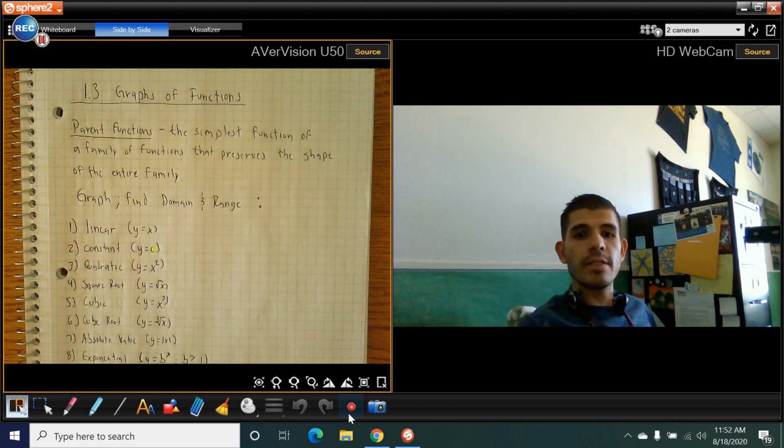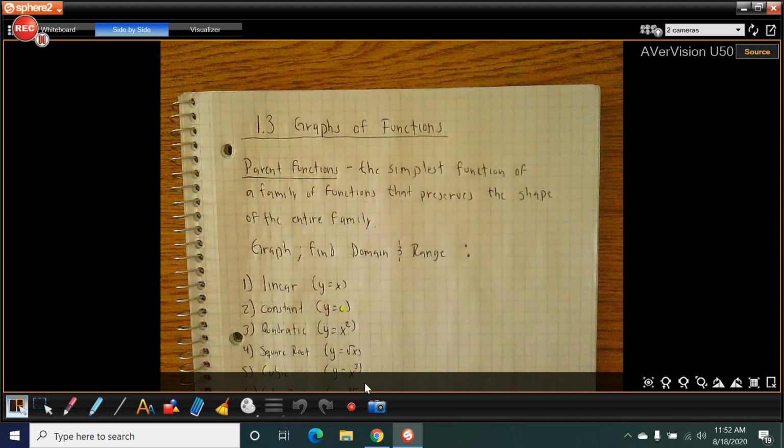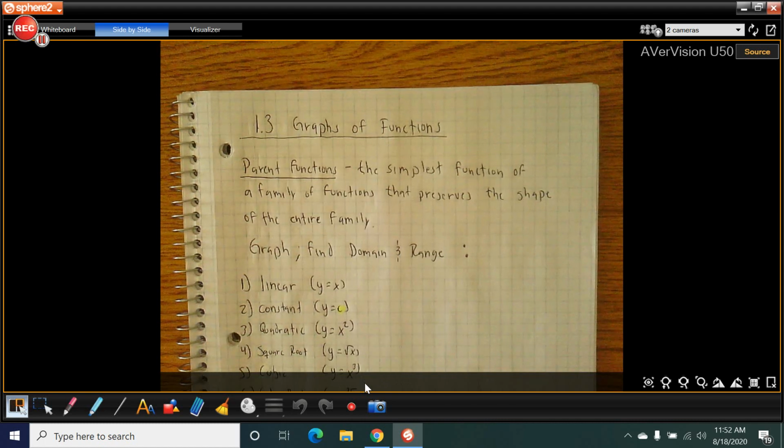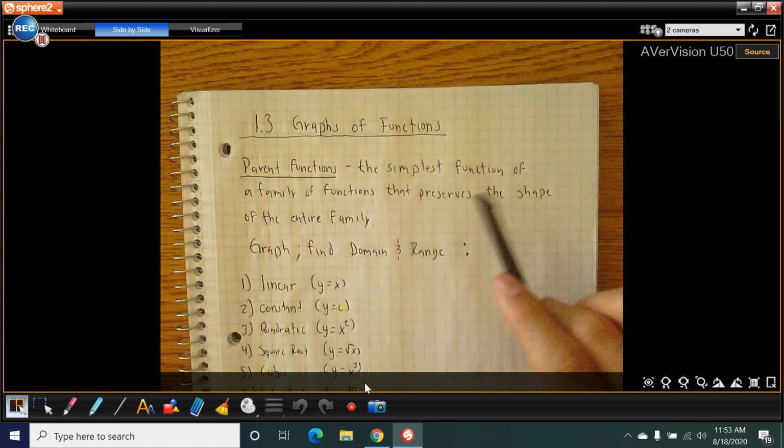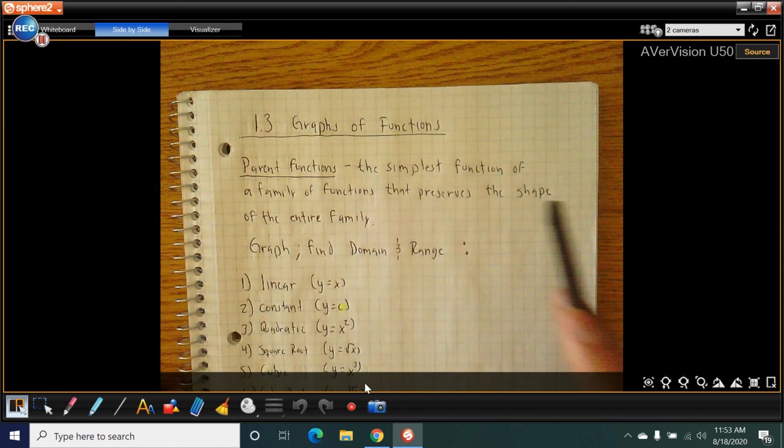We're going to start out with section 3 of our textbook, which is titled Graph of Functions. The very first thing we're going to talk about in this section is what a parent function is. Remember, a parent function, here's a definition, is the simplest function of a family of functions that preserves the shape of the entire family. In other words, you've run into this before. Like a linear function, the parent function is y equals x, but you can do all types of transformations to that, right? You can stretch it, you can compress it, you can shift it up, down, left, right. So that's what it means by a parent function. A parent function is the simplest of them all without any transformations whatsoever.